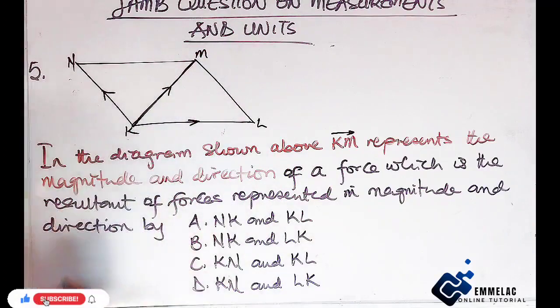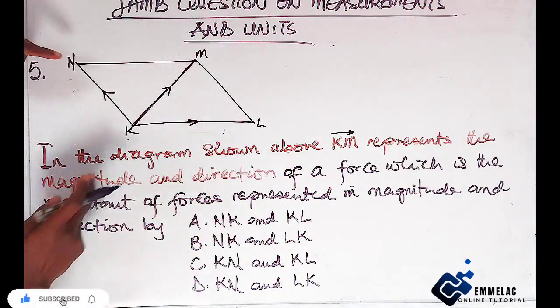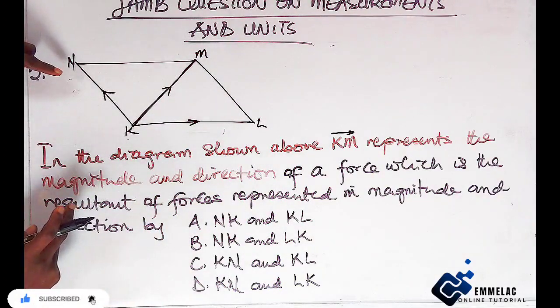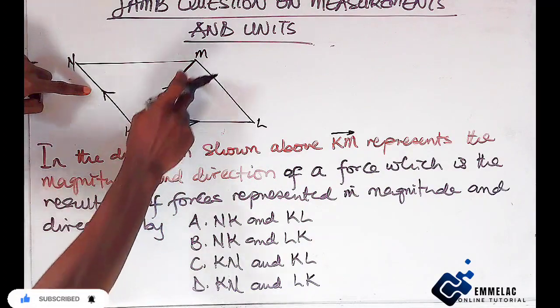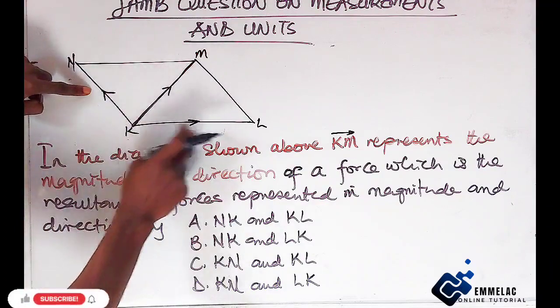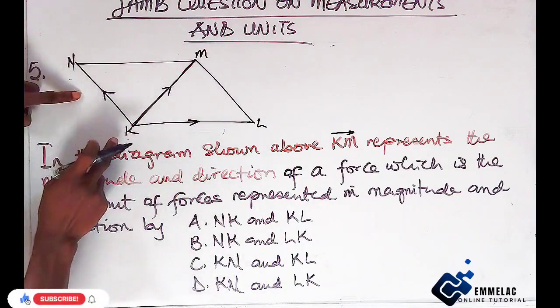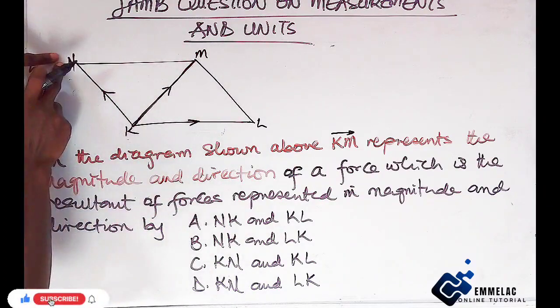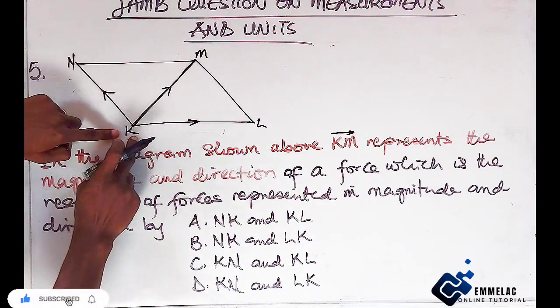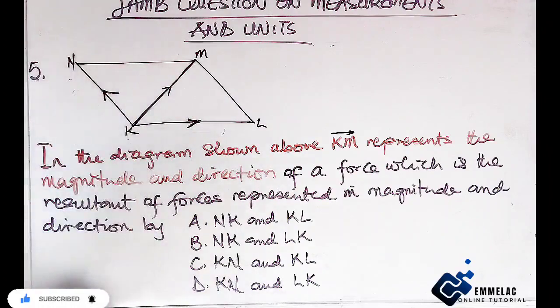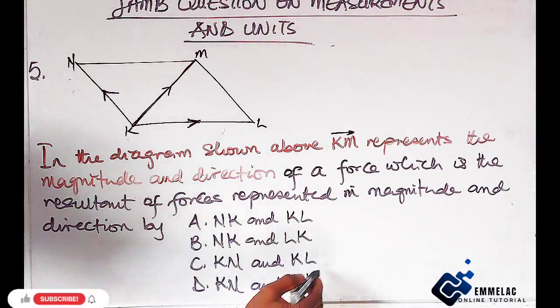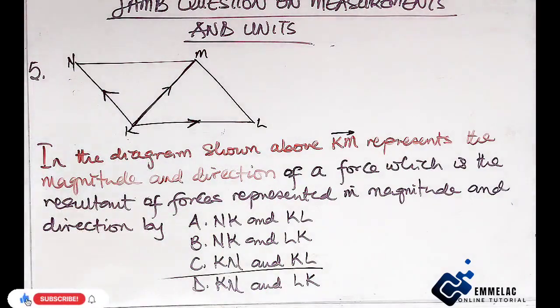This direction, or the arrow, represents the magnitude and direction of the two forces. So the one in the middle here serves as the resultant of KN and KL. Now you must always consider the arrow, okay. Thank you, and let us move to number 6. So the best option here is C.